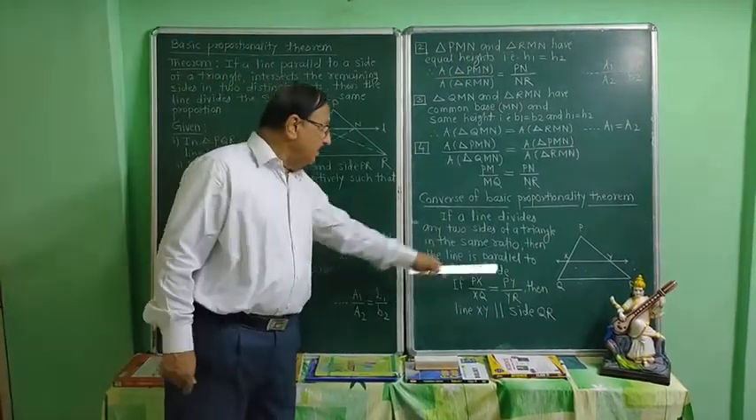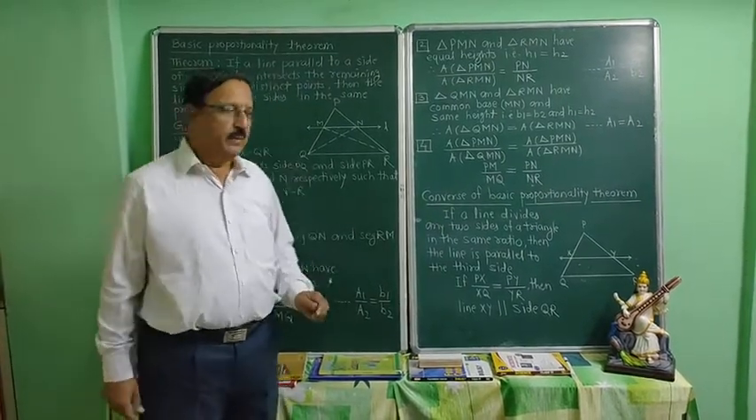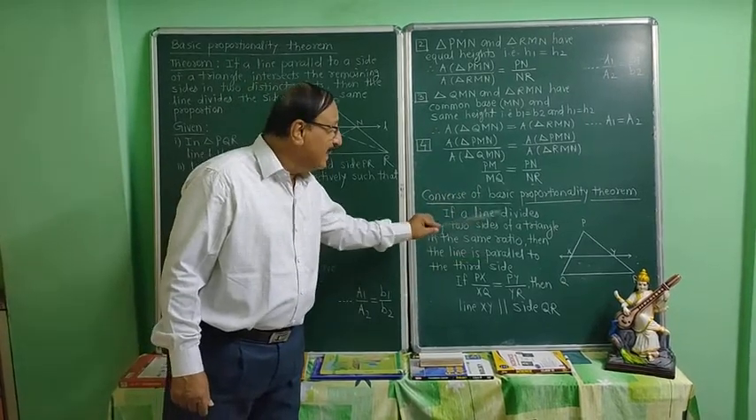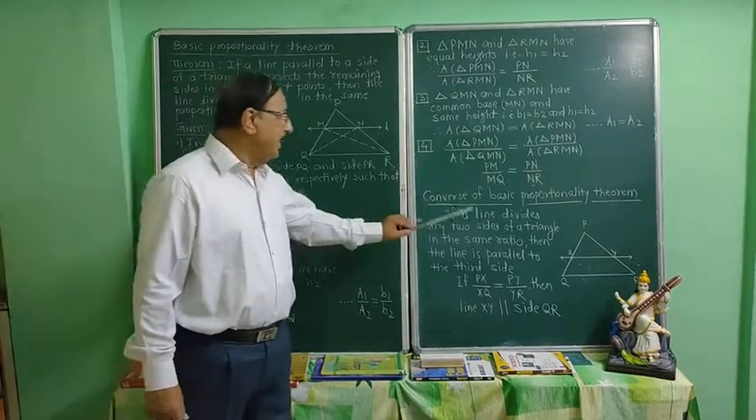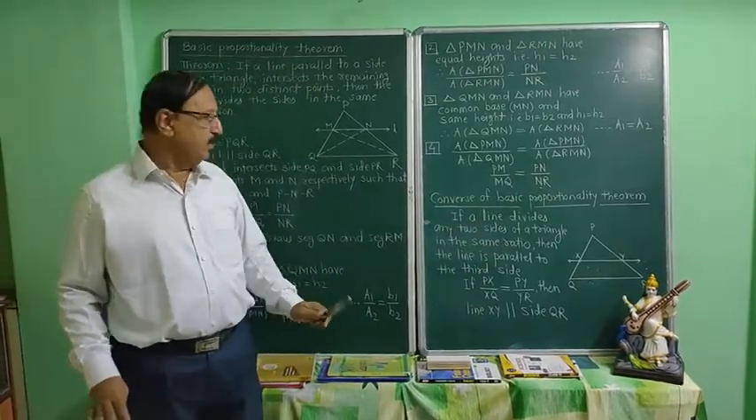But this is a converse of basic proportionality theorem, and if we are going to prove this, then this is in the form of indirect method. But the indirect method of proof is deleted from your syllabus.